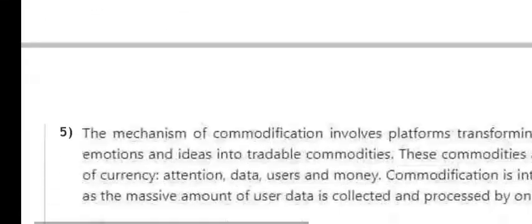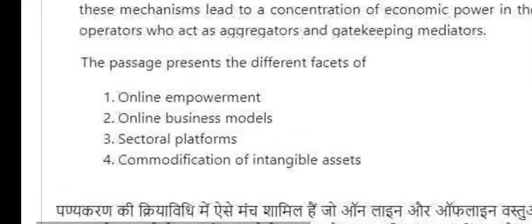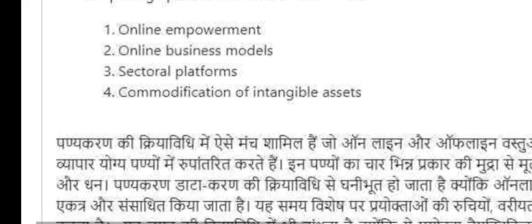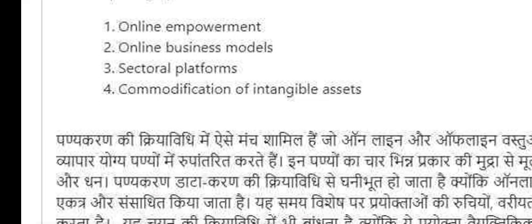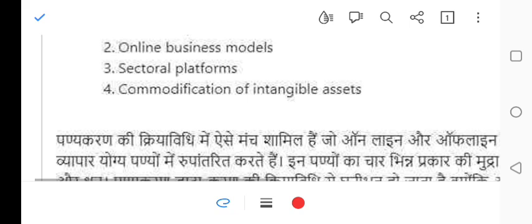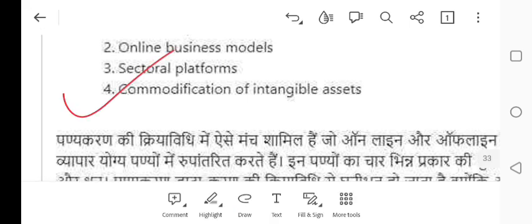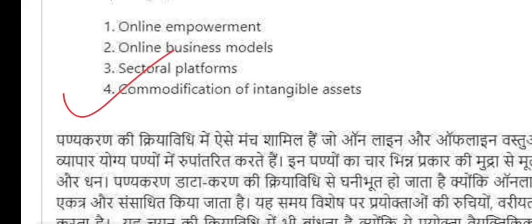So last question, it says the passage presents the different facets of what? Online empowerment, online business models, sectoral platforms, commodification of intangible assets. So it will be number 4, commodification of intangible assets.